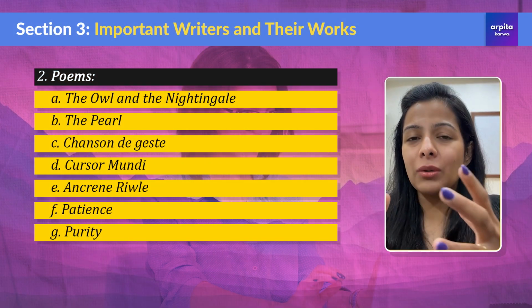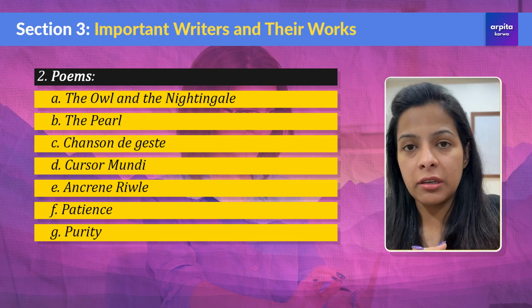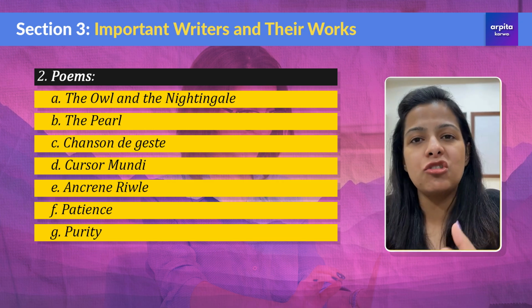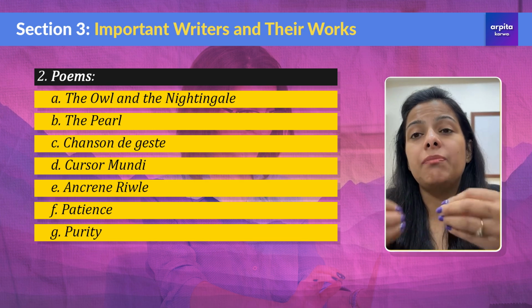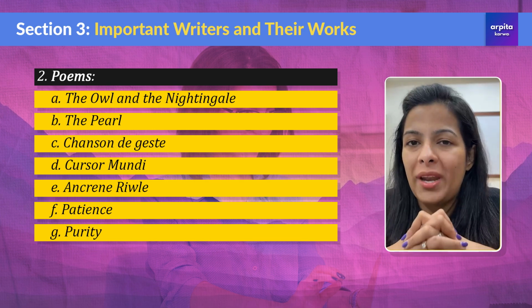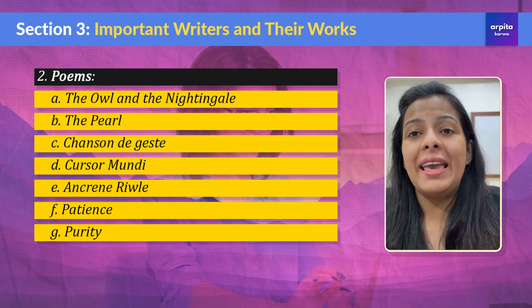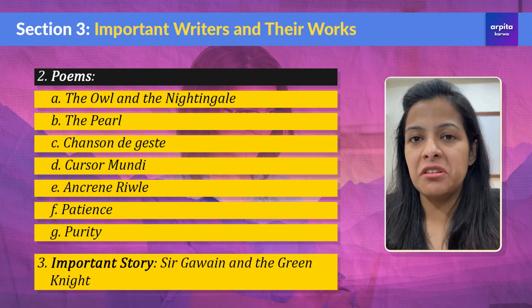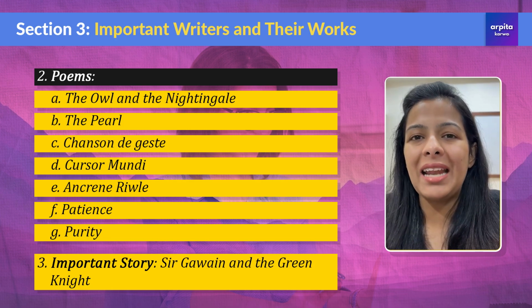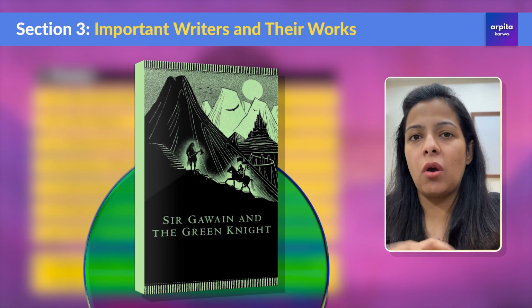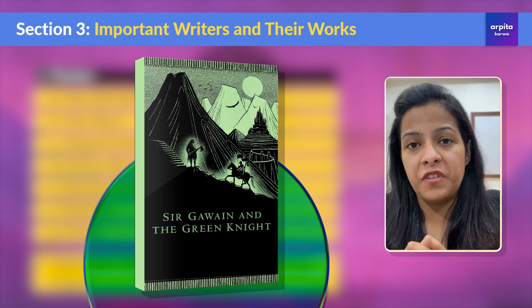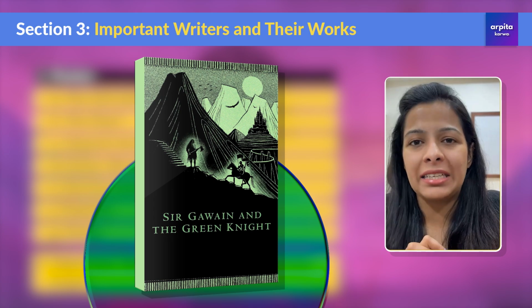Okay, so now that we have discussed the historical works written during this period and the Christian themed poetry, there is something more that you should know when it comes to the Anglo-Norman period, and that is the most important story of this period, which is Sir Gawain and the Green Knight. Now, this story is a tale of bravery, honor, and challenges faced by Sir Gawain, who was a knight of King Arthur's court.